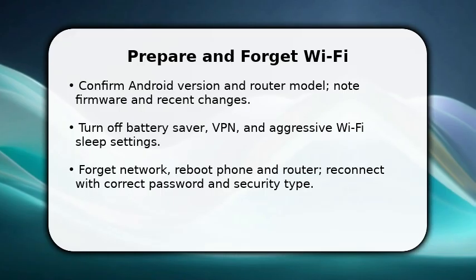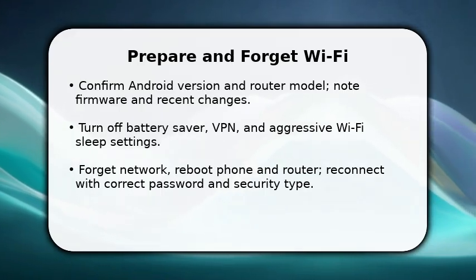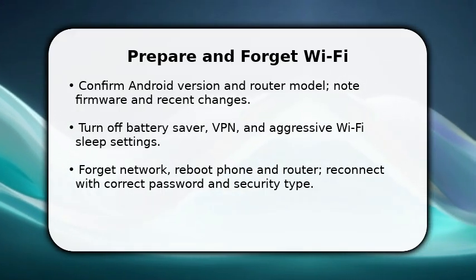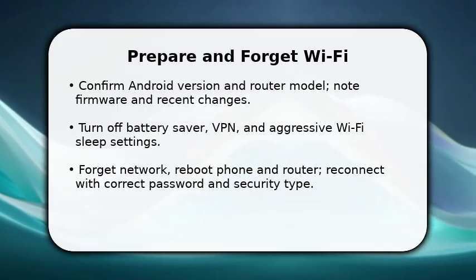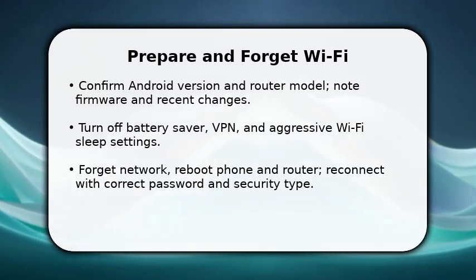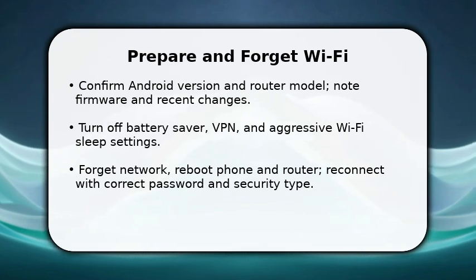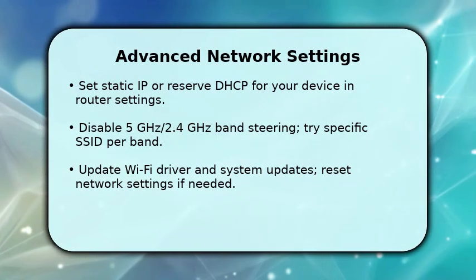Reboot both your phone and router to reset DHCP leases and radio states, then reconnect manually, choosing the correct security type, and re-entering the password to ensure a clean association. Once reconnected, dig into advanced settings.